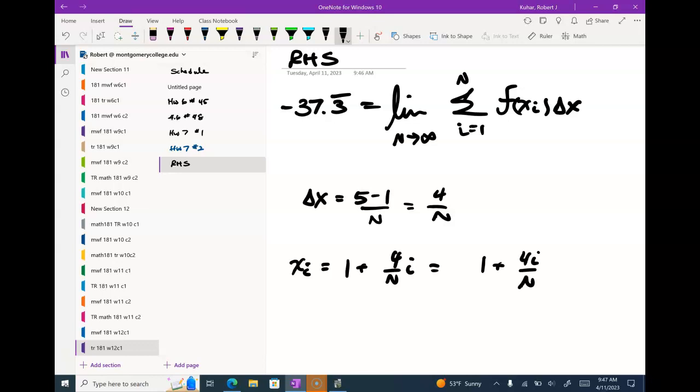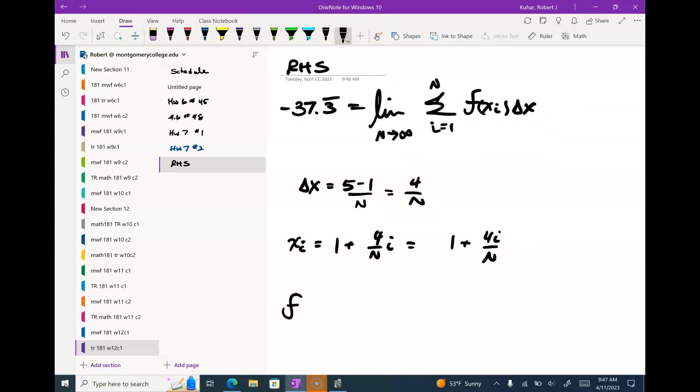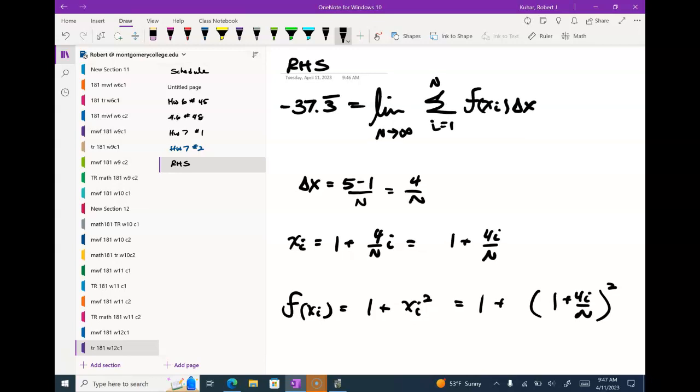And probably the most difficult part is finding f of x sub i, right? So f of x sub i is 1 minus x sub i squared. And what am I putting in there? 1 plus 4i over n. Oh, minus, right? Sorry. Minus, 1 minus x squared, right? Jeez, Robert.